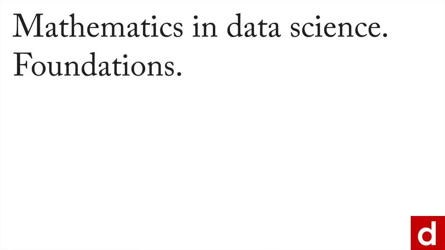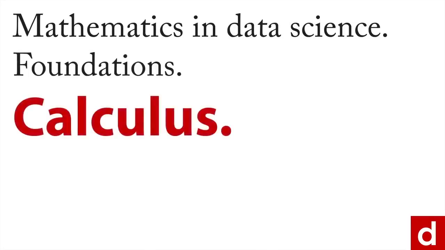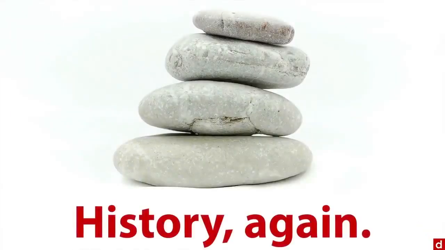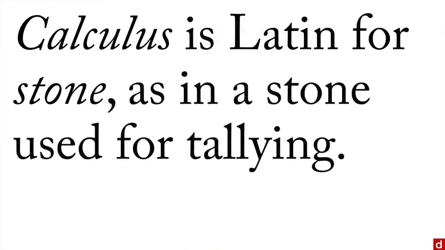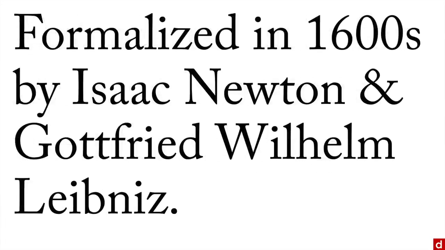As we continue our discussion of mathematics and data science and the foundational principles, the next thing we want to talk about is calculus. And I'm going to give a little more history right here. The reason I'm showing you pictures of stones is because the word calculus is Latin for stone, as in a stone used for tallying, where people would actually have a little bag of stones and they would move them and they would use it to count sheep or whatever. And the system of calculus was formalized in the 1600s simultaneously, independently by Isaac Newton and Gottfried Wilhelm Leibniz.